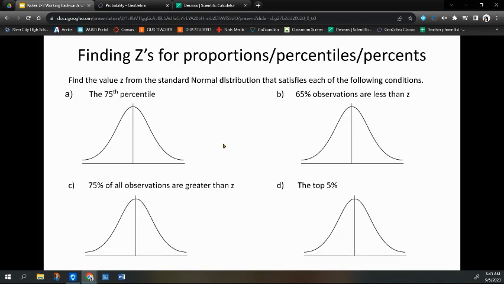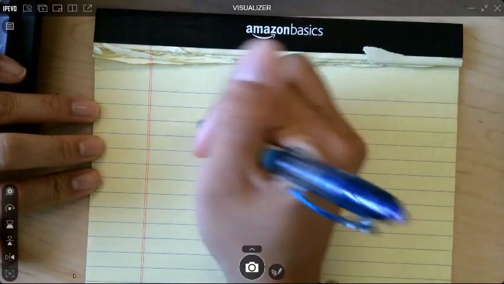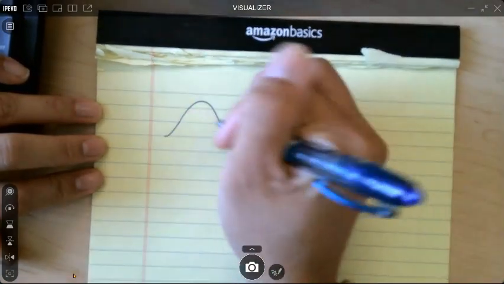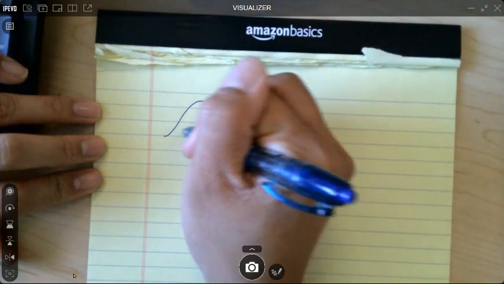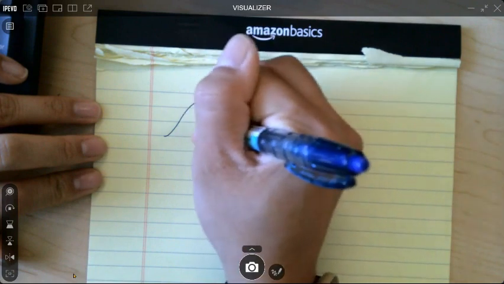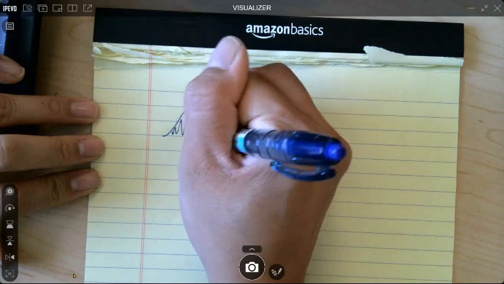In order to do this, we need to find particular z-scores for certain percentiles, and then we can use our z-score formula to work backwards. Looking at the first one, the 75th percentile, it's best to sketch a picture. Remember that percentile means to the left, so the area to the left should be 75%. Halfway is about 50%, so 75% would be just a little more.